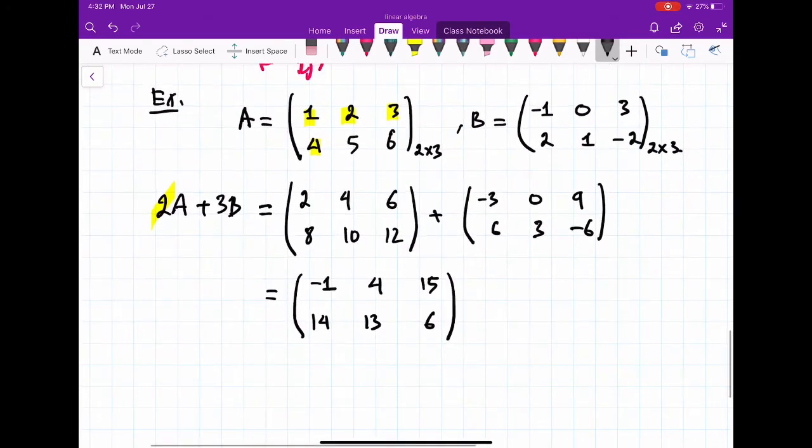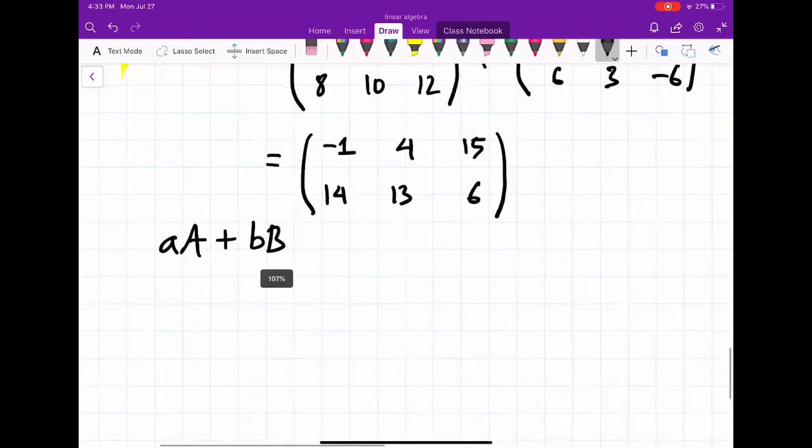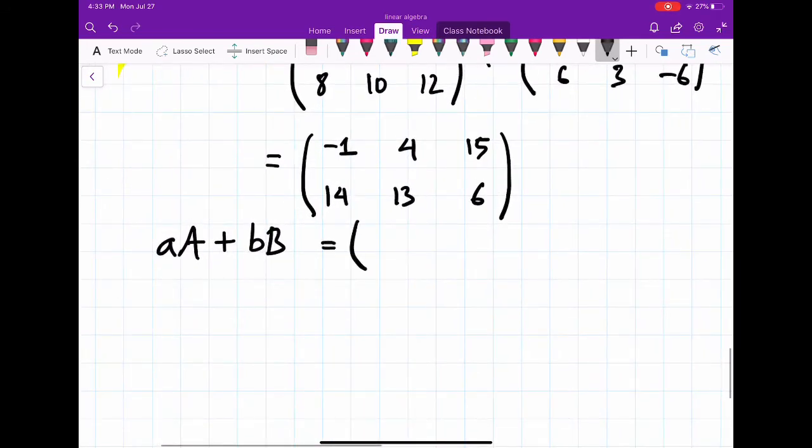Or, in general form, you can write what is aA plus bB, right? Where a and b are coefficients. So that is nothing but you have the matrix a times Aij plus b times Bij. That's it. Okay?